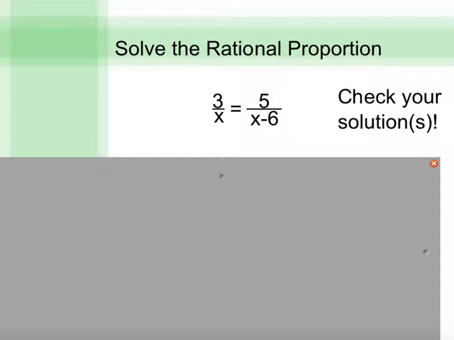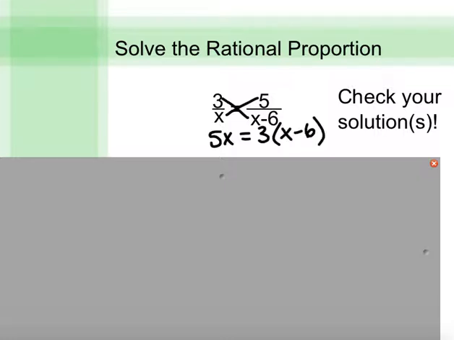In this case, since it's set up like a proportion, I am going to solve using cross multiplication, which means I am going to cross multiply here. So I'm going to take this 3, multiply it by x minus 6, and then I'm going to do 5 times x, which means I'm going to get 5x is equal to 3 times the quantity x minus 6.